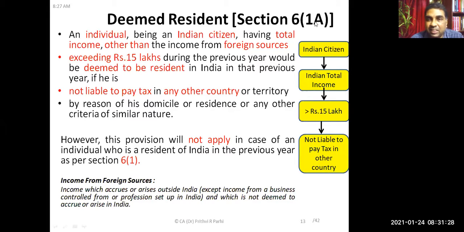So the condition here is that he should be an Indian citizen. Indian total income should exceed rupees 15 lakh, and he should not be liable to pay tax in any other country. If these conditions are there, then that person shall be deemed to be a resident under the provisions of section 6(1)(a). Are you getting?